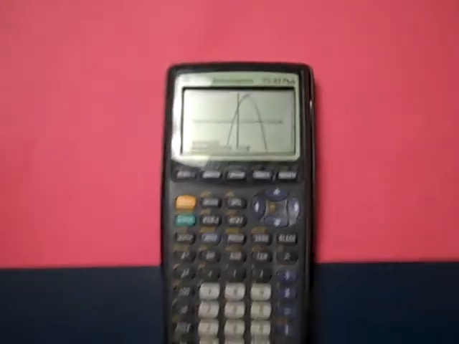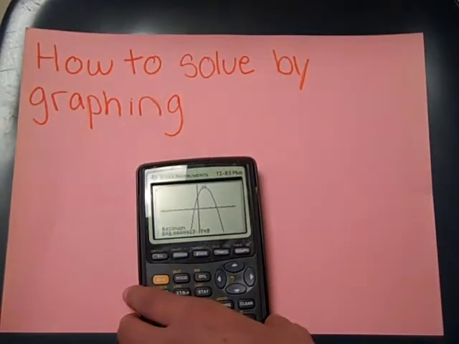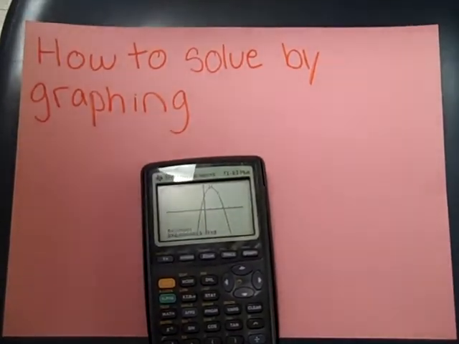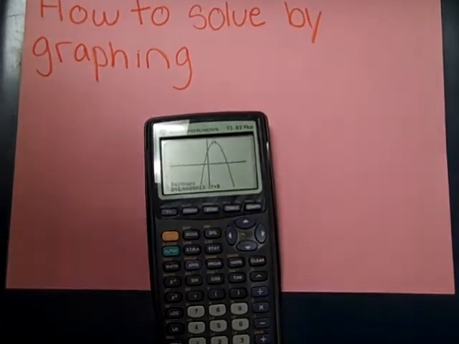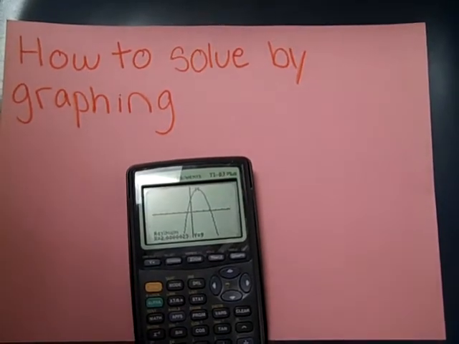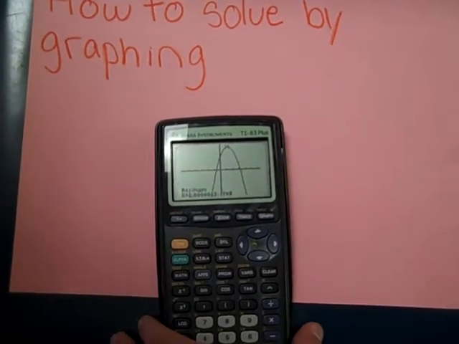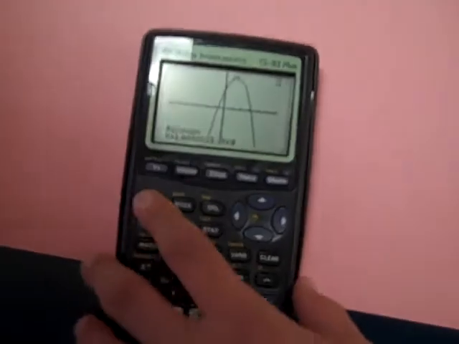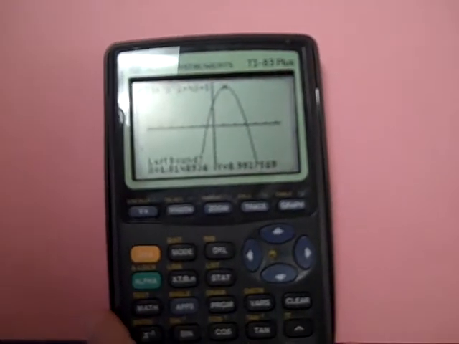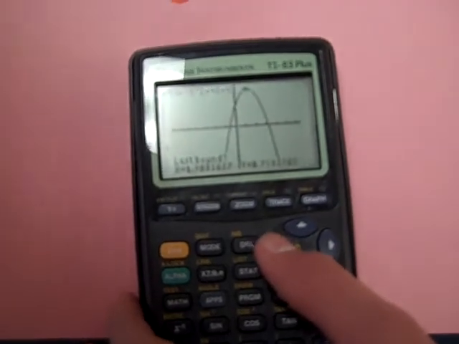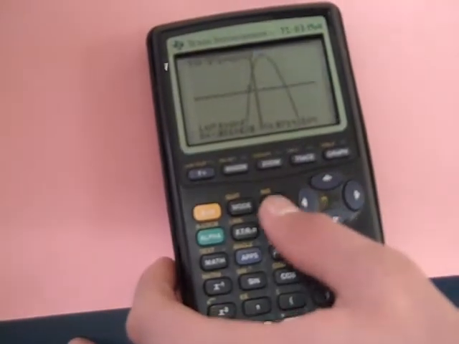Alright, now we're going to show you how to solve using the calculator. How to solve by graphing. This is almost the same as finding the maximum or the minimum. First, you hit the second trace, but this time, instead of 4 or 5, you're going to hit number 2, which finds the zeros. Pick which 0 you want to find. Then go to the left, hit the enter button, and then go to the right. The calculator will show you the 0.